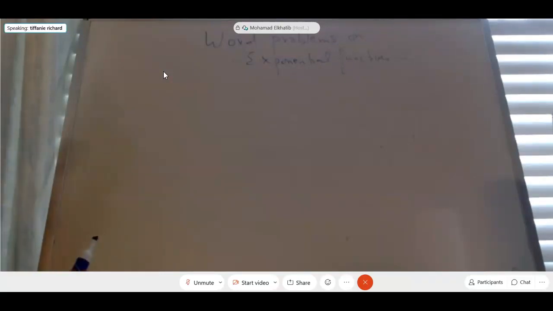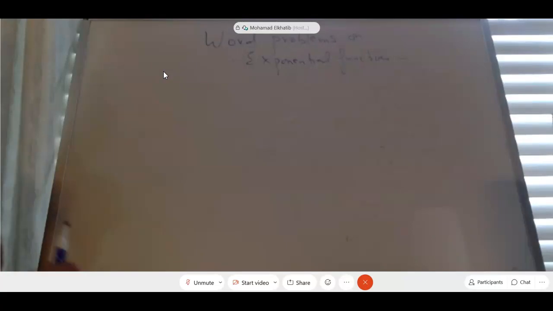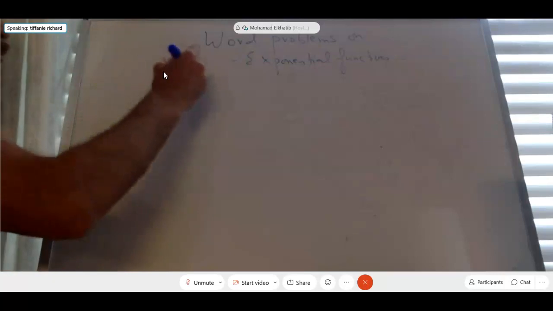Monday, we learned how to evaluate exponential numbers. And also we learned how to graph exponential functions. Today, we're going to work on applications or word problems on exponential functions. Some of you were asking me questions about word problems on it, so let me go ahead and give you examples. Let's say you have this word problem over here.